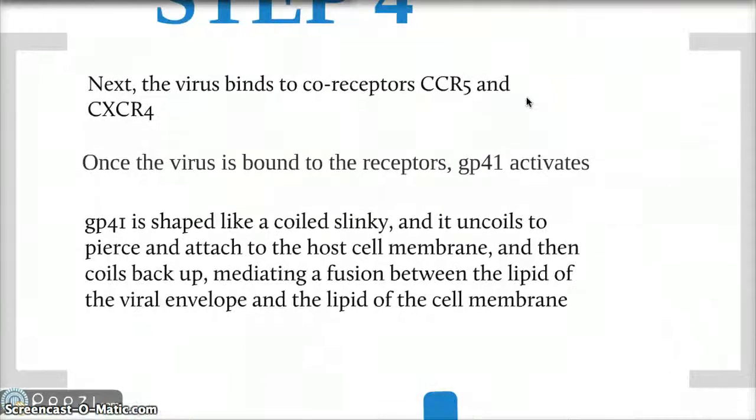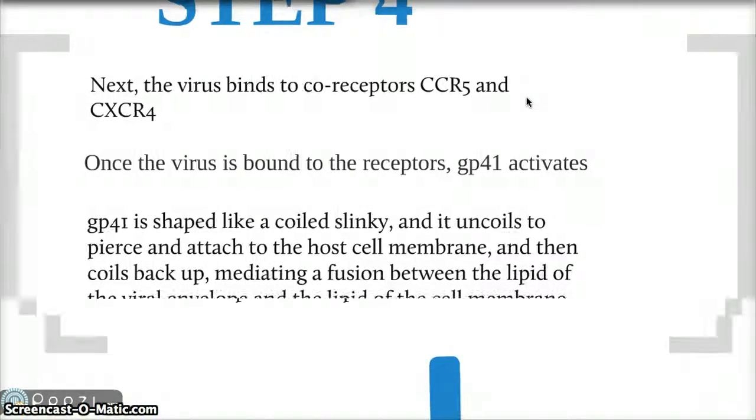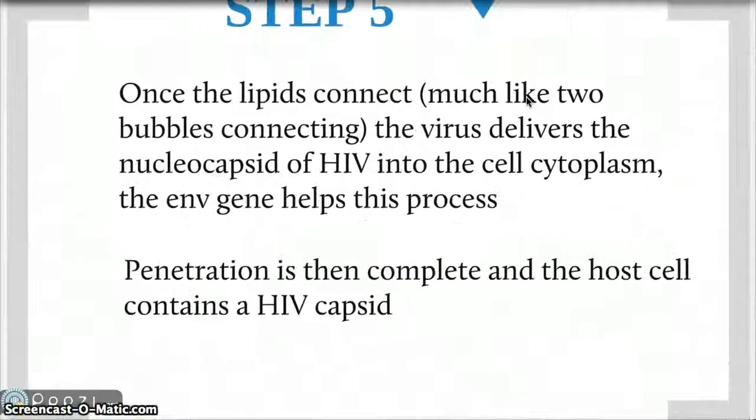Step 4. Next, the virus binds to co-receptors CCR5 and CXCR4. Once the virus is bound to the receptors, GP41 activates. Next, the lipids connect, the virus delivers the nucleocapsid of HIV into the cell cytoplasm, and the ENV gene helps with this process.